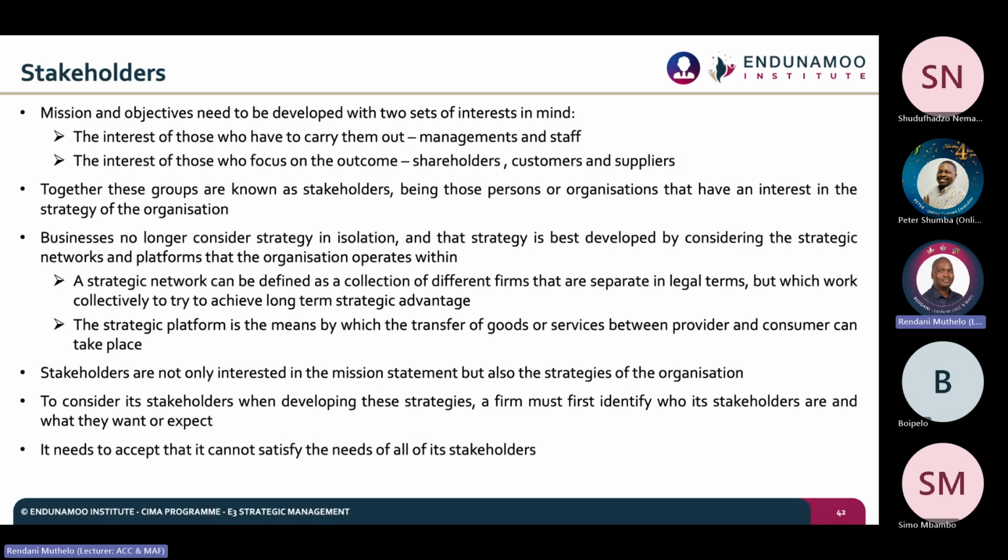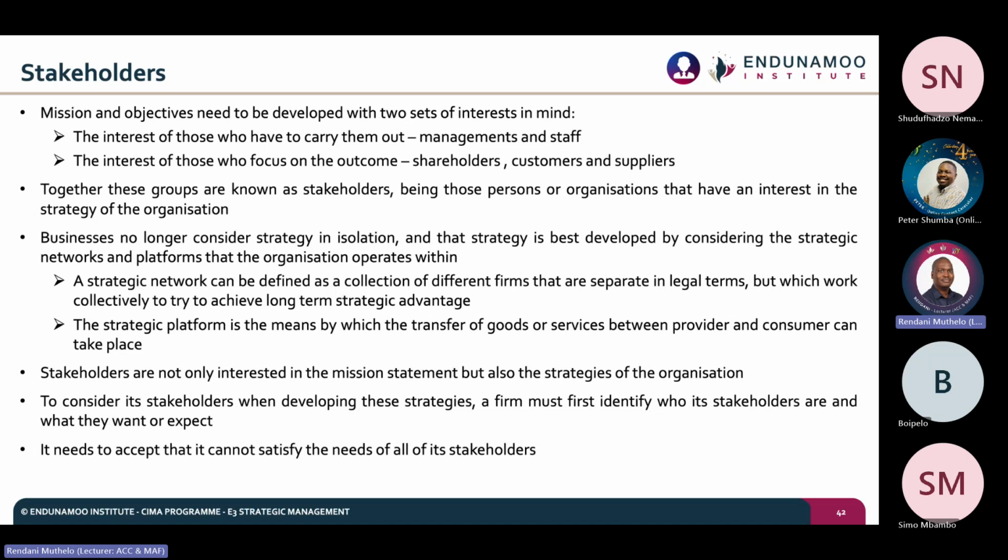And the reason why it's important to understand stakeholders is because, whether we're talking about personal or a business, the statement of no man is an island. It's relevant because it recognizes that being an island, I'm sitting isolated, all alone, surrounded by vast oceans. As an organization, I need to have strategic networks where I'm able to connect with suppliers, customers, and be able to what? To work to achieve long-term strategic advantage.